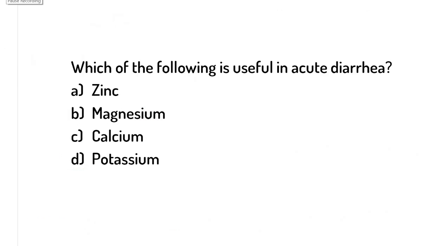The next question is a very important question. Which of the following is useful in acute diarrhea? Please note the answer is going to be zinc. Only zinc among the options is helpful in case of acute diarrhea. You should also know the duration of zinc treatment. It is for 14 days.